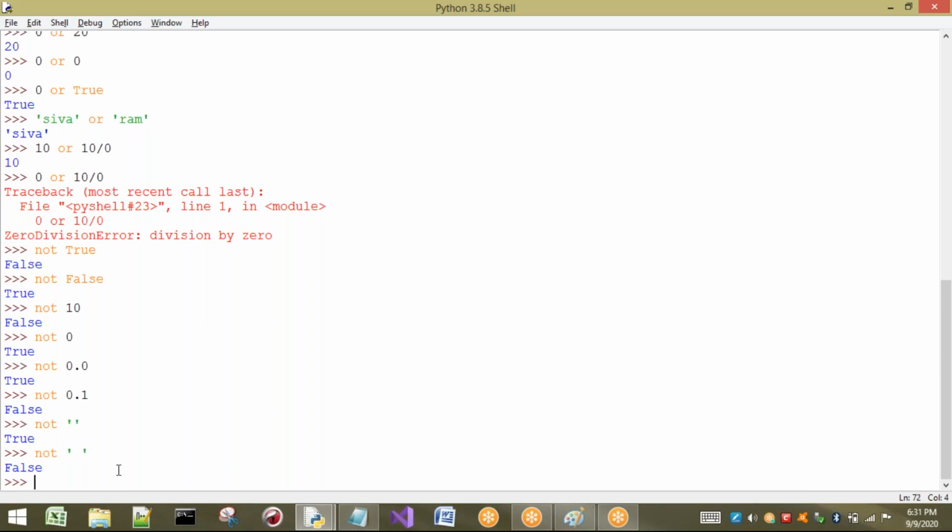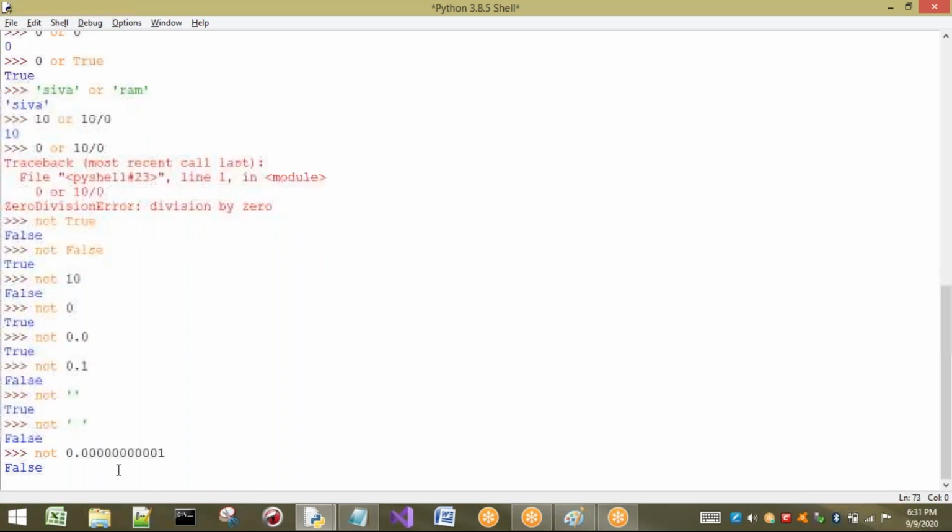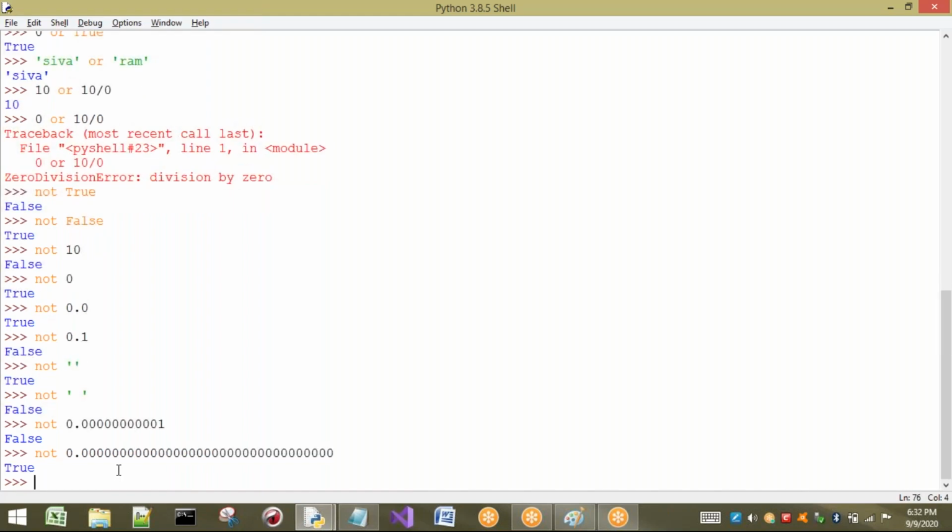Right. Next, one more example I want to take. Let us consider not 0.000001. What happens? It will be considered as 0 or non-zero? Automatically it will be considered as non-zero because 1 is there. If 1 is not there, for example 0.0000 and so on, it will be considered as 0 only. So you are going to get true. These are the different examples we have to observe.